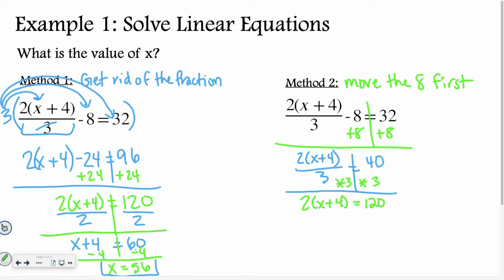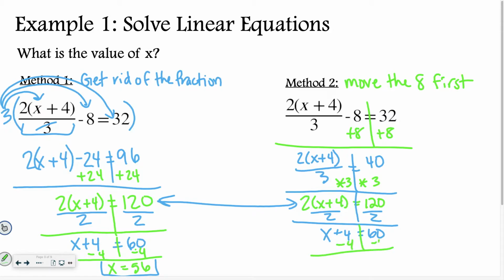And that might sound familiar because, look, these are the exact same thing. So when I divide by 2 and end up with x plus 4 equals 60, you shouldn't be surprised. Neither should you be surprised when I say minus 4, x equals 56. And I would say I am done.